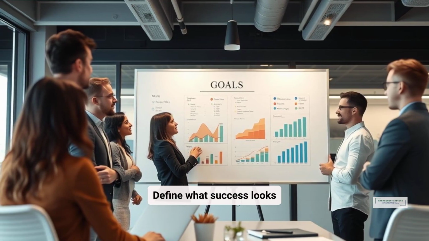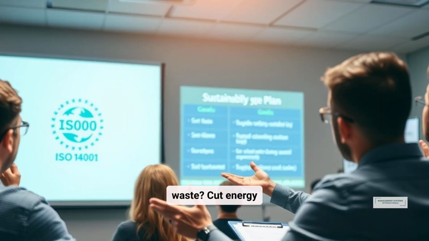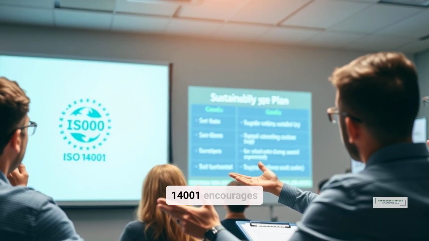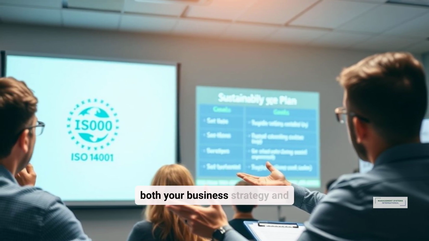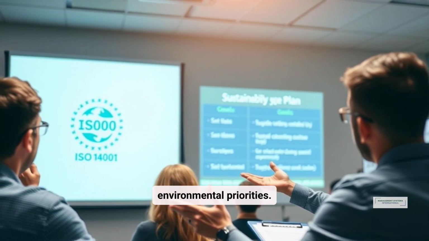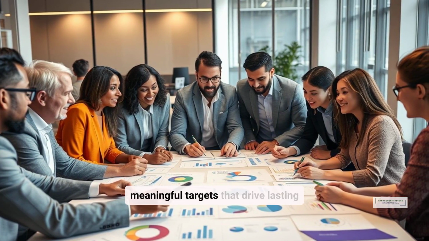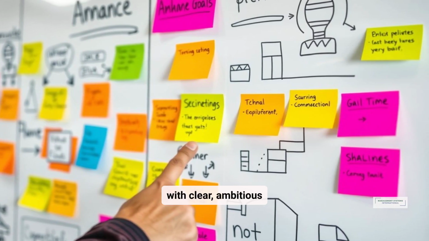Define what success looks like for your organization. Do you want to reduce waste? Cut energy consumption? ISO 14001 encourages you to set measurable, actionable goals that align with both your business strategy and environmental priorities. These objectives ensure everyone in your company is focused on meaningful targets that drive lasting change. Innovation starts with clear, ambitious goals.